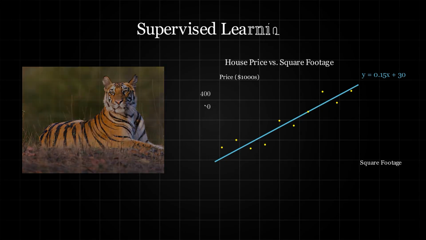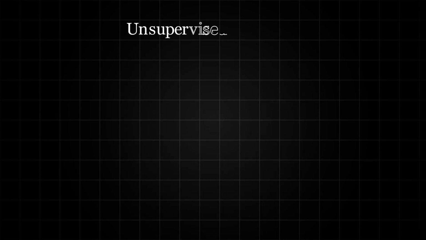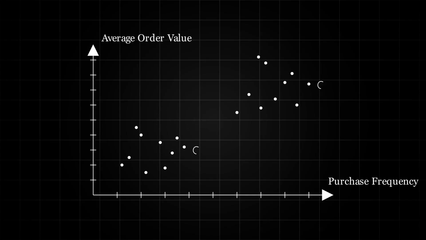In contrast, unsupervised learning works with data that has no labels. The goal here isn't to predict specific outcomes, but to uncover patterns or structure within the data. A common example is clustering, where the algorithm groups data points based on shared characteristics, like grouping customers by similar buying habits.